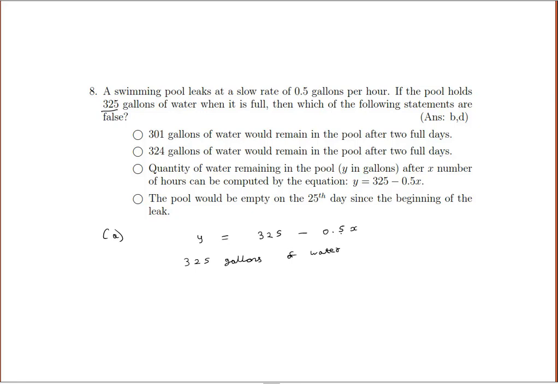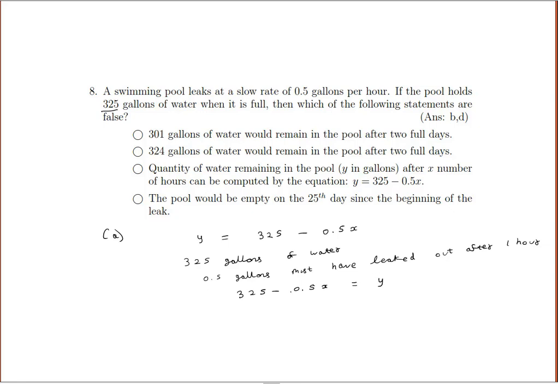So let's say after 1 hour since the leak had started, 0.5 gallons must have leaked out. After 1 hour, the remaining water in the pool must be 325 minus 0.5. So how do we get this? 0.5 times the number of hours after the leak had started. So we get this after 1 hour. So this must be the amount of water.